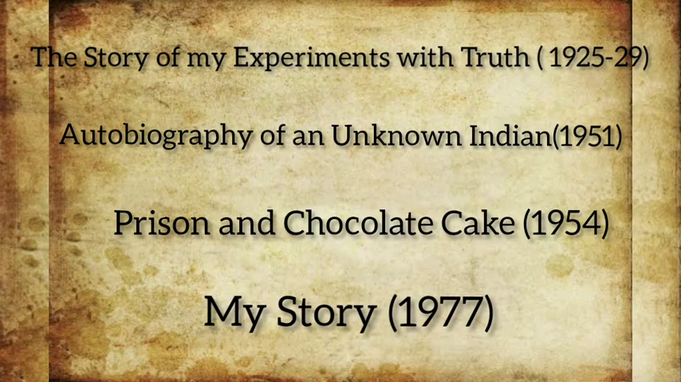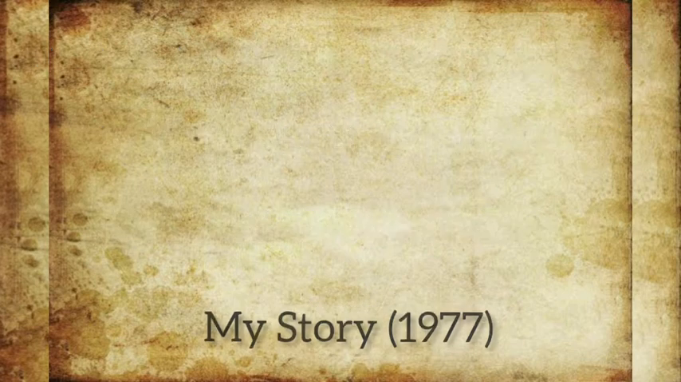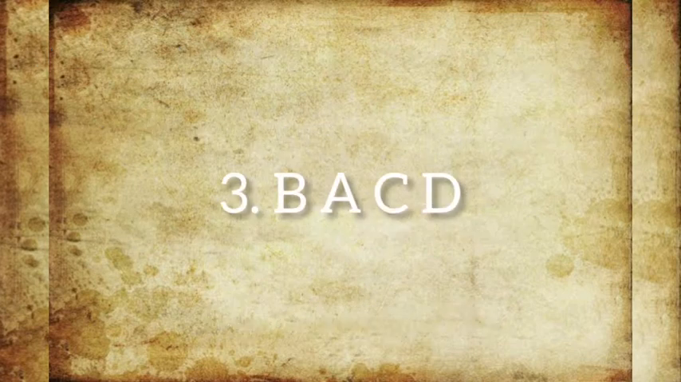So the right chronological order is The Story of My Experiments with Truth, Autobiography of an Unknown Indian, Prison and Chocolate Cake, My Story. So the option is option number 3, B, A, C, D.